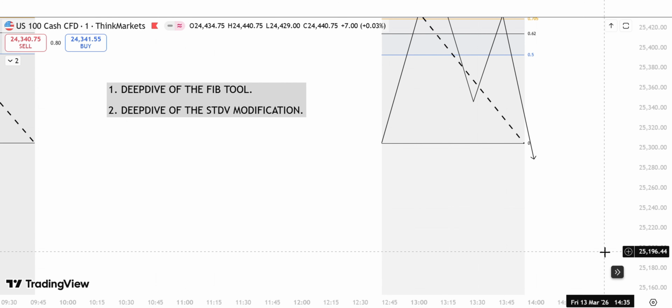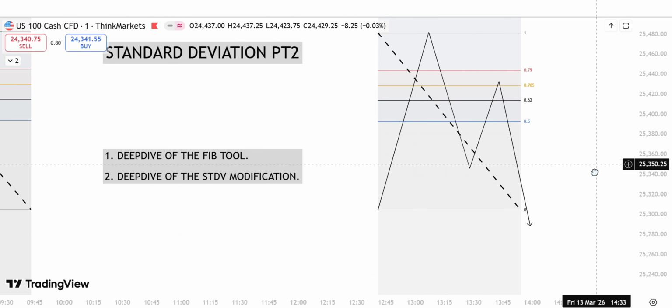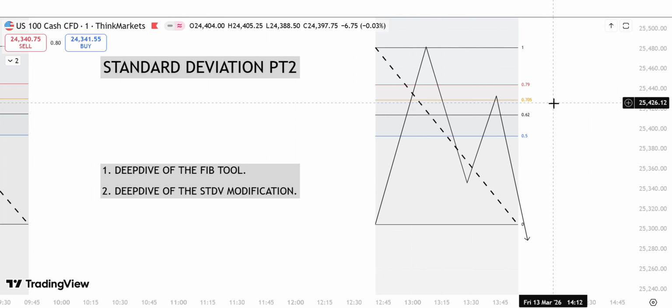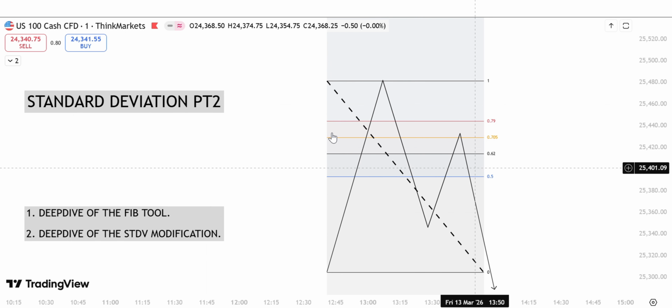These are really important areas, because I will show you an example of a trade that I actually took on Friday, yesterday, which was a banger trade. I got a 1 to 2.5 on it. I will show you how I caught it with the Standard Deviation, so you guys can also learn and develop your Standard Deviation skills. But now let's look into the Fib.